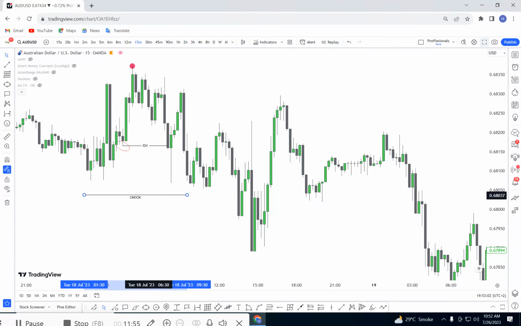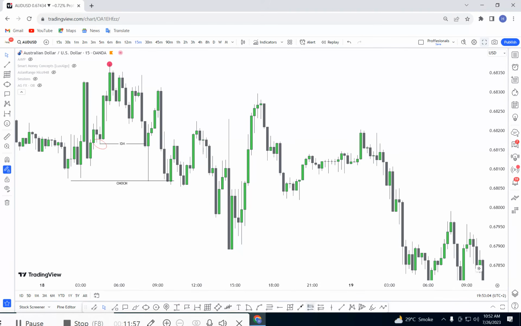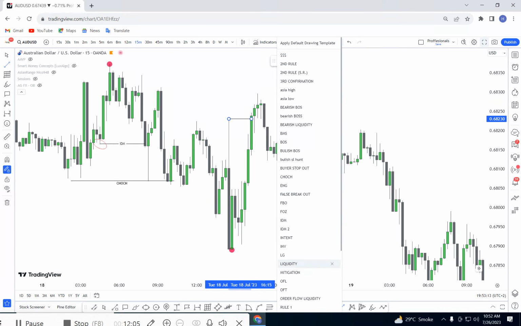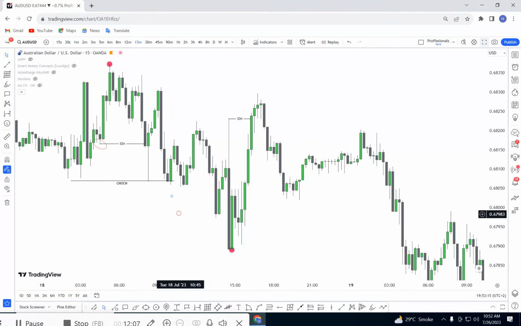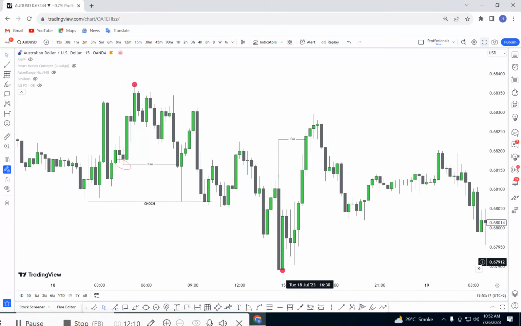After the change of character we need to find the imbalance in our whole swing move. This was our low. Our low is confirmed whenever the market has taken the IDM liquidity here. Here was our last pullback. So where is the imbalance? You can say here is the imbalance. No, there is not an imbalance.